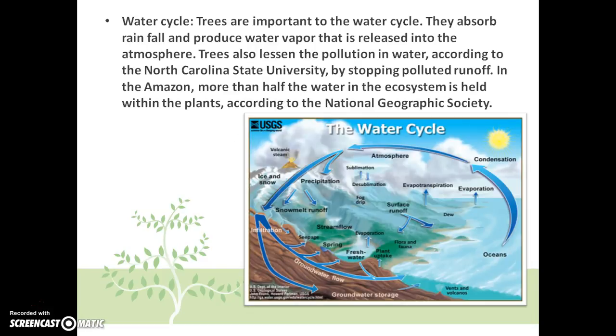Other than that, it also affects the water cycle. Trees are important to the water cycle. They absorb rainfall and produce water vapor that is released into the atmosphere. Trees also lessen the pollution in water, according to North Carolina State University, by stopping polluted runoff. In the Amazon, more than half the water in the ecosystem is held within the plants.